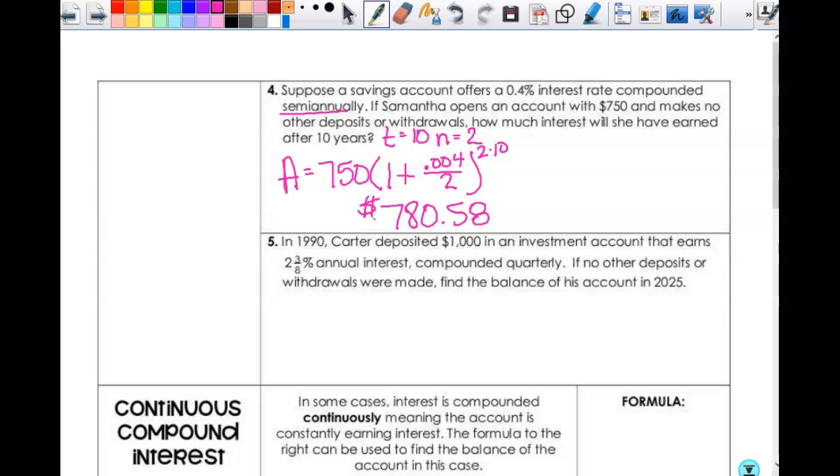Because it asks how much interest. And Ashley caught it. She's not even really technically in this class, and she got it. Yes, so thank you, Donna. How much interest will she have earned? Now, do you need this number? Absolutely, we need this number. So the actual amount of interest earned is $30.58.